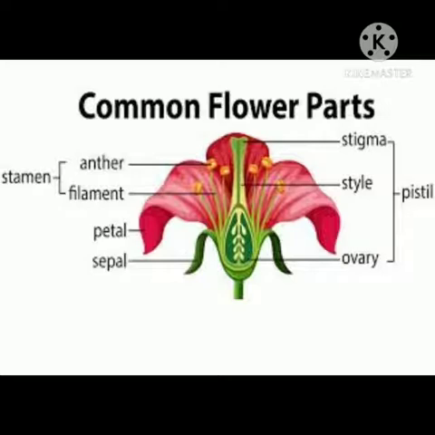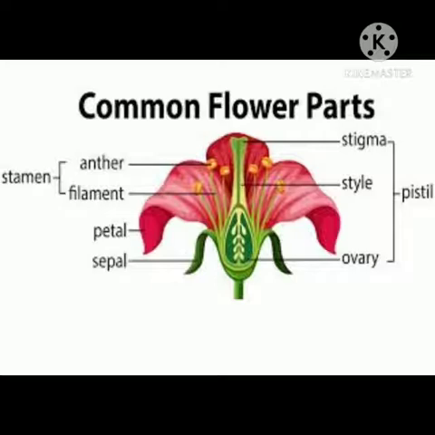In flowering plants, flowers are the reproductive organs and the most attractive parts of the plant. Flowers contain male reproductive organs, that is stamen, and female reproductive organs, that is pistil, for the production of male and female gametes respectively. These gametes fuse together to form a zygote which develops into the embryo of the seed.